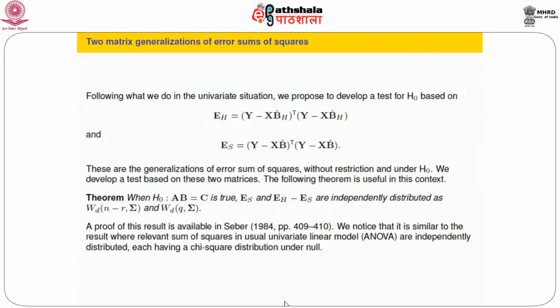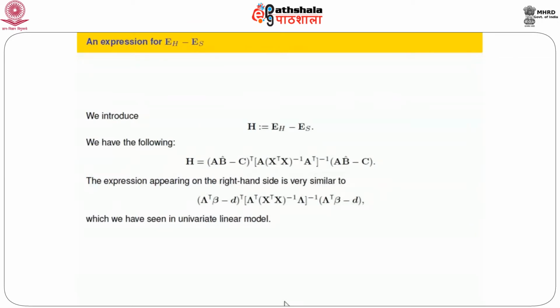We should notice in this connection that this result is very similar to the result where the relevant sums of squares in the usual univariate linear model are independently distributed, each having a chi-square distribution under the null. That is a very basic result, and we are essentially extending it to the multivariate linear model. We have a nice theory for the multivariate normal distribution and for projection matrices, and everything goes through nicely.